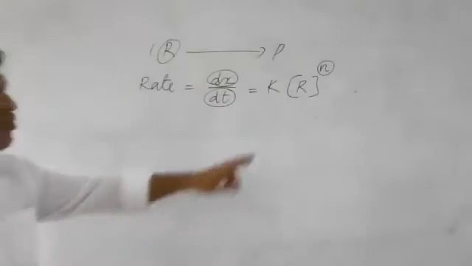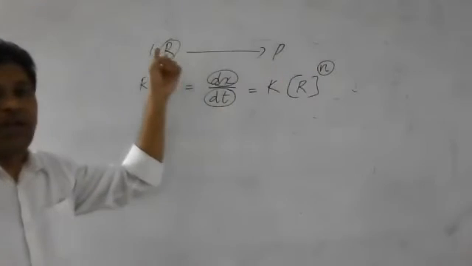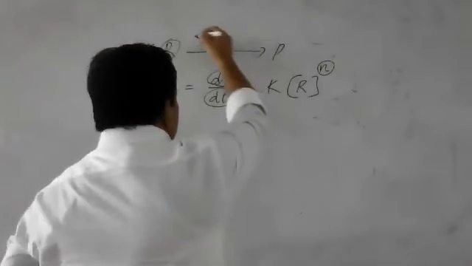So in this case, what is the order of reaction n? What is the molecularity of reaction, 1? Tell me now, what is the molecularity here?